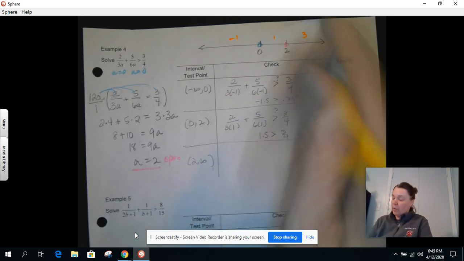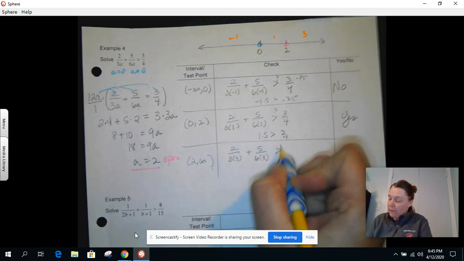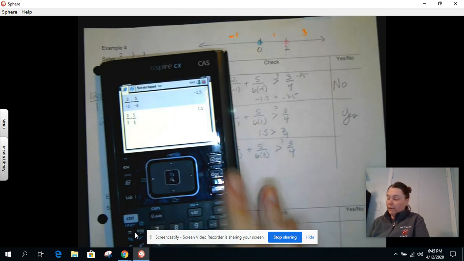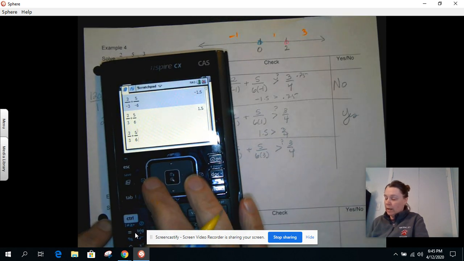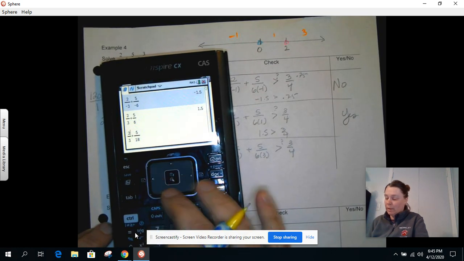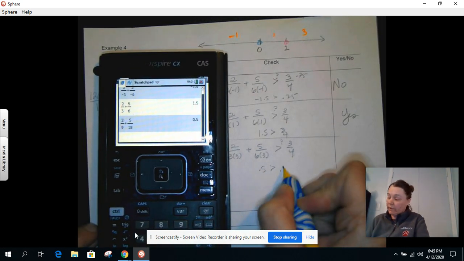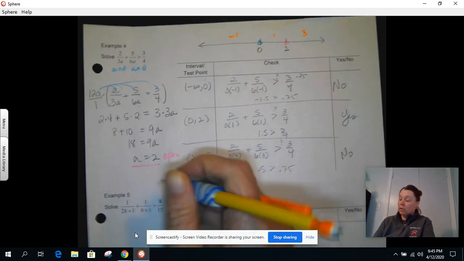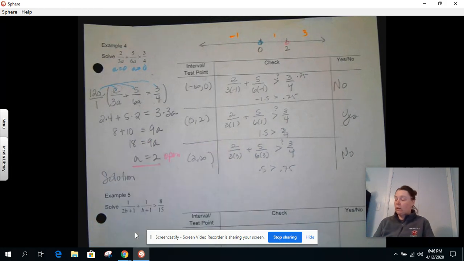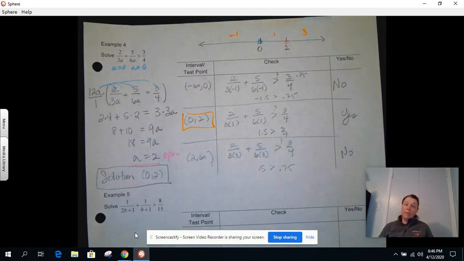All right, and then finally, the last number I was going to check was 3. So 2 over 3 times 3 plus 5 over 6 times 3, and is that bigger than 3/4? If I want, I can arrow up, hit Enter, and go in and change this to an 18 now. I feel like it saves a little bit of typing. And then this is 9, and I get 0.5. Is 0.5 bigger than 0.75 or 3/4? No. So the solution is only this one interval. This was the only one that worked. So it's only from 0 to 2. It's the only thing that would make that left side of the inequality bigger than 3/4.